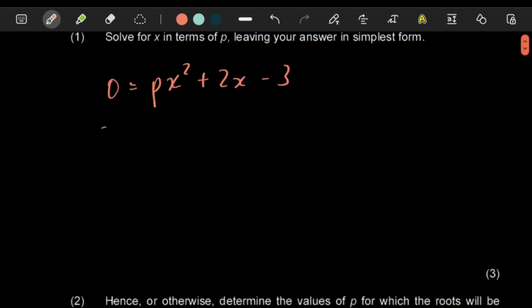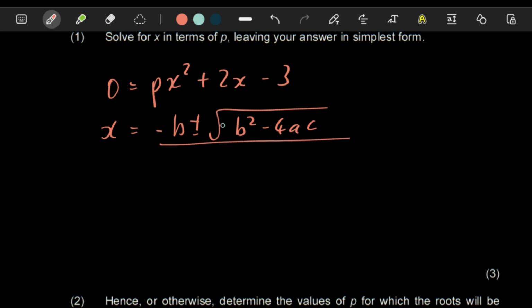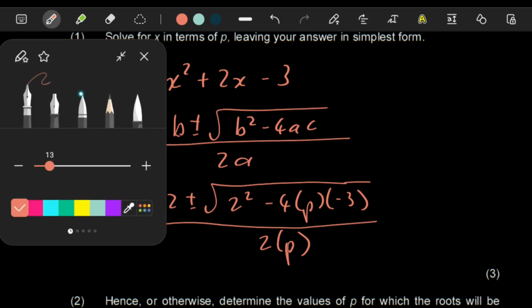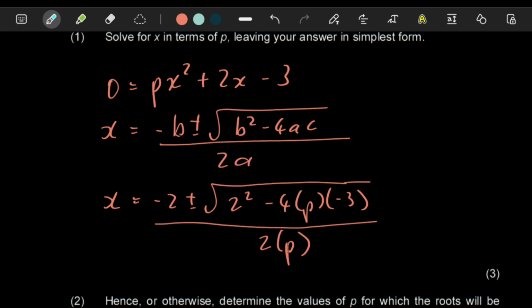So this is what we have. If you're going to isolate x, then you might as well use the quadratic formula. You see, minus b plus or minus the square root of b squared minus 4ac, the whole thing over 2a. So here b is the 2, so it's like negative 2. Then 2 squared minus 4, a is a p, and your value for c here is negative 3. And then the whole thing over 2, a value here is a p. So you can literally leave it like this. If you want to simplify, be my guest, but just like this is 100% fine.